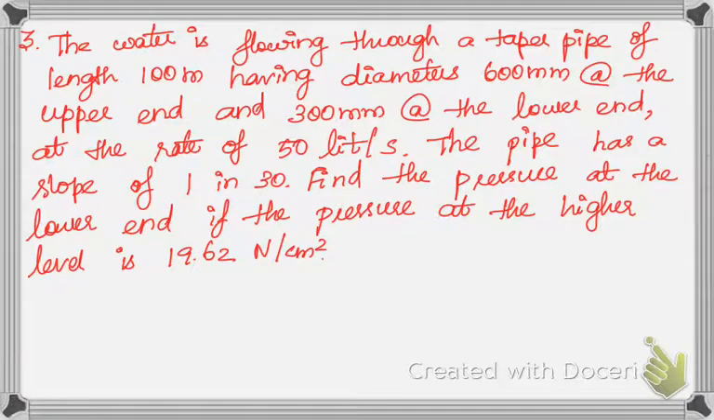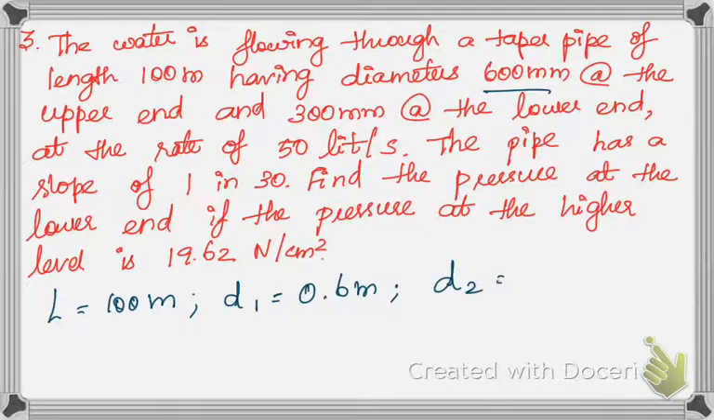So the next problem is that water is flowing through a tapered pipe of length 100 meter having a diameter 600 mm at the upper end and 300 mm at the lower end. So as usual we have to write the given data, which is L equal to 100 meter, and I'm assuming the upper end to be D1. So D1 is equal to 600 mm, which converted into meter is 0.6 meter, and D2 is equal to 300 mm, which is 0.3 meter.